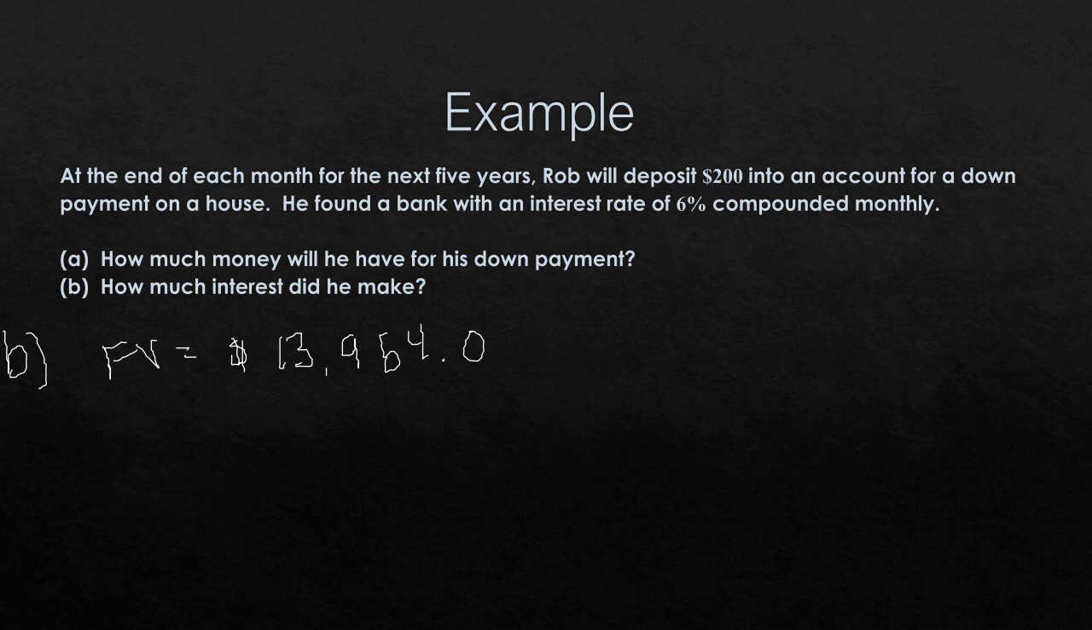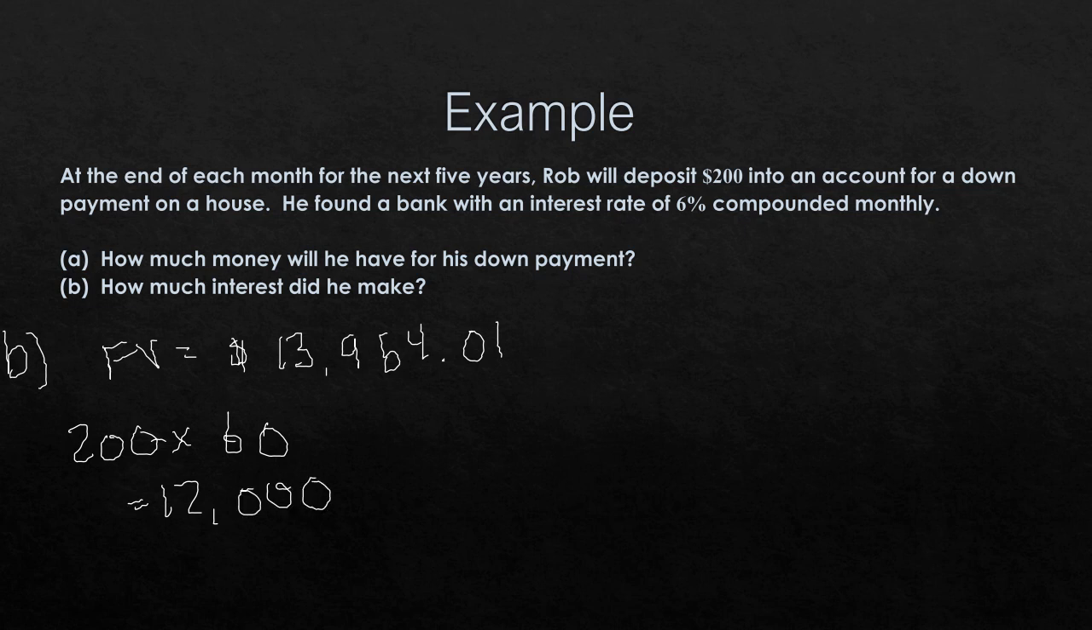And let's figure out how much money he put into that account. So how much was his money? Well, we know that he deposited $200, and he did that every 12 months for 5 years, which we ended up calculating to be 60. That's just our N. So if we take 200 times 60, we end up with $12,000 is how much he put in. So it's kind of like his principal value.